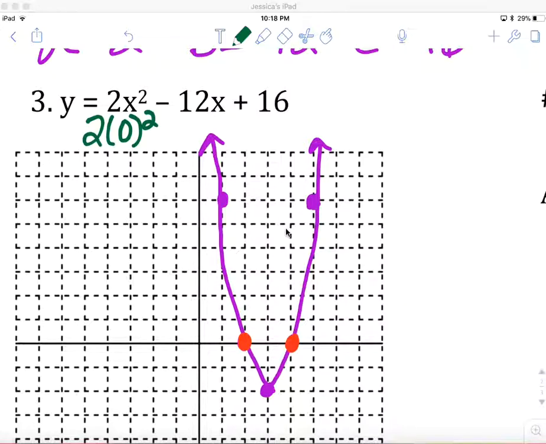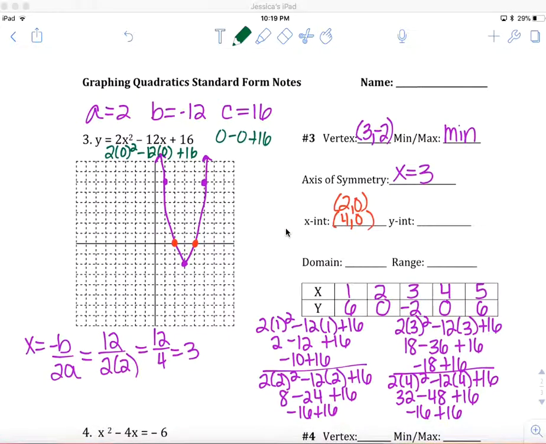So if I plug in 0 here, 2 times 0 is 0. 12 times 0 is 0. So I am left with positive 16. My y-intercept here is 0, 16. Remember, your y-intercept always happens when x is 0. My domain is all real numbers. And then I'm starting at negative 2 and moving up forever. So y is greater than or equal to negative 2.